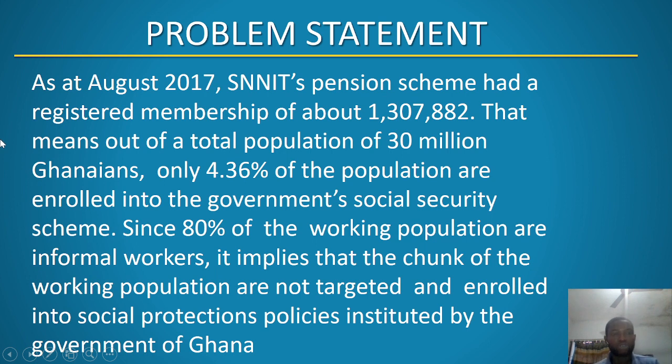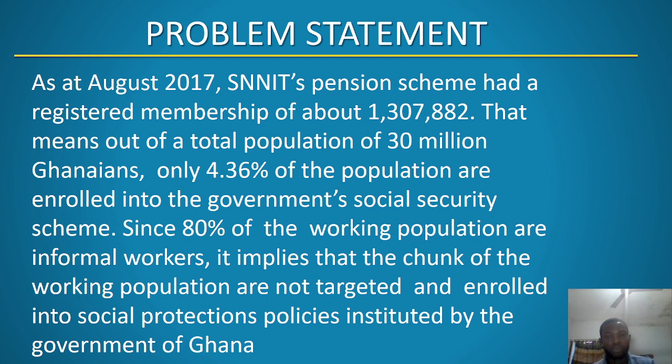As at August 2017, this is the problem statement. As at 2017, SNIT's pension scheme had a registered membership of about 1,307,882 registered members. That means out of a total population of 30 million Ghanaians, only 4.36% of the population are enrolled into the government social security scheme.